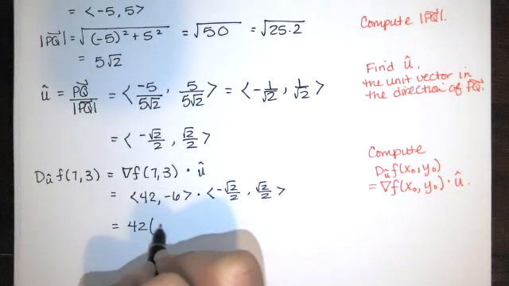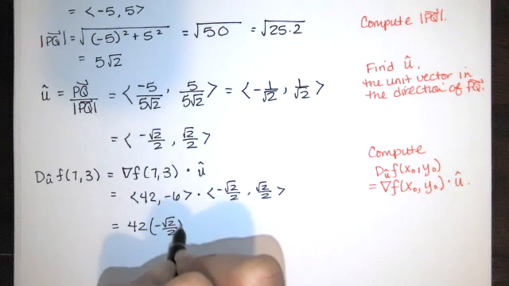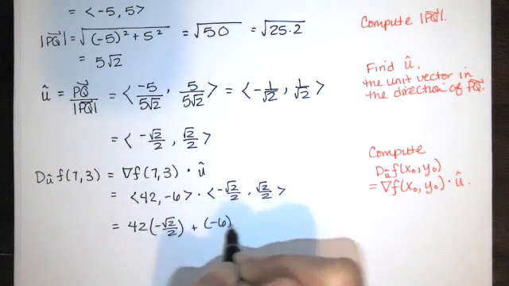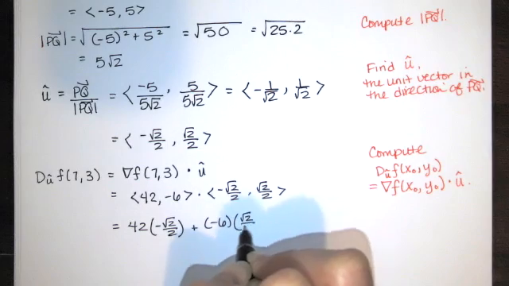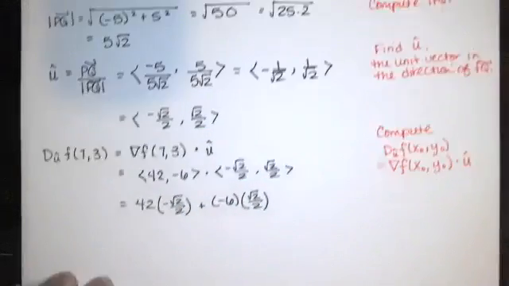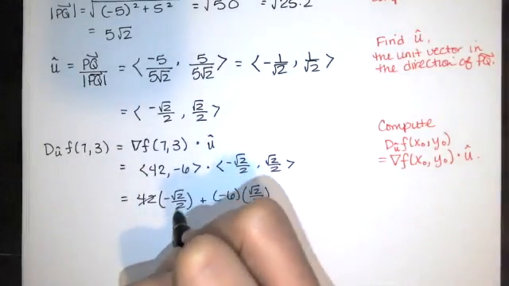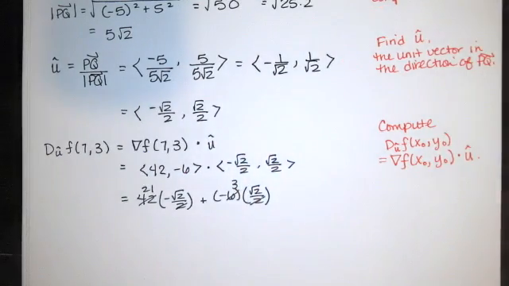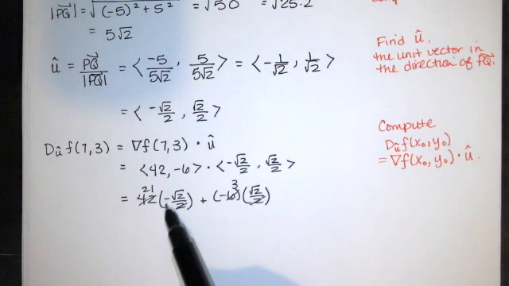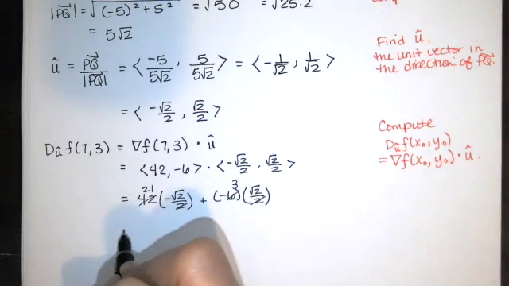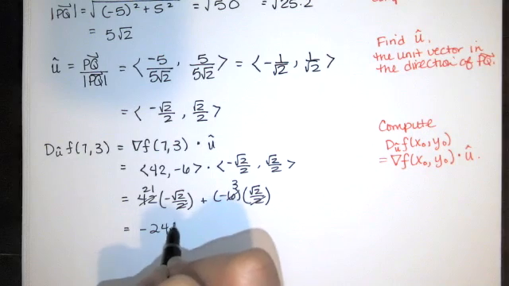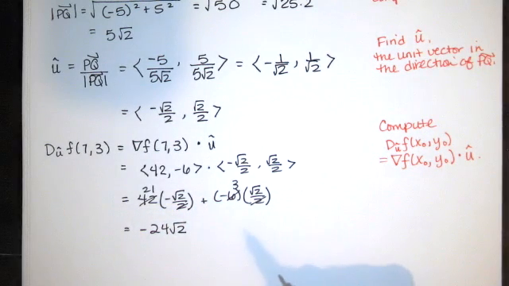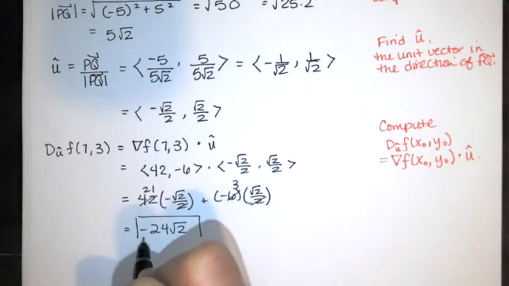Now we've got 42 times the negative square root of 2 over 2 plus -6 times positive square root of 2 over 2. And so, of course, 2 goes into 42 21 times, 2 goes into 6 3 times. So I've got -21 of these minus 3 of those. So it looks like we have -24 square roots of 2. And that is our slope.